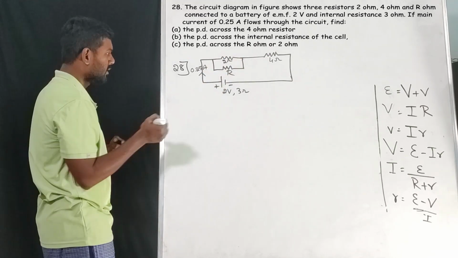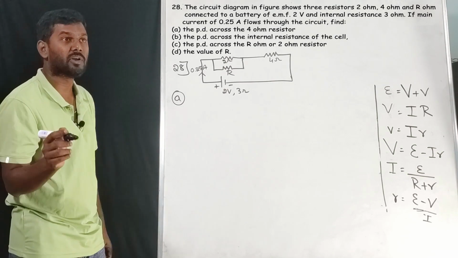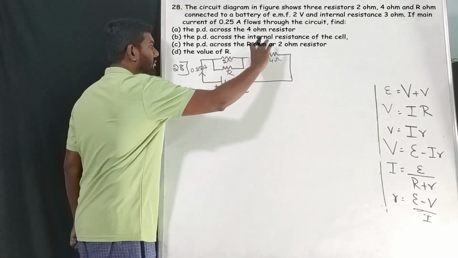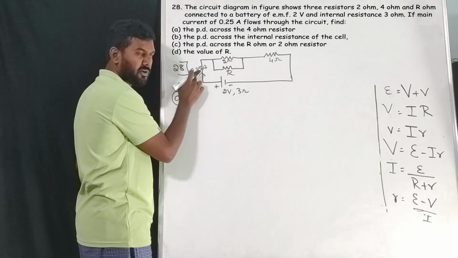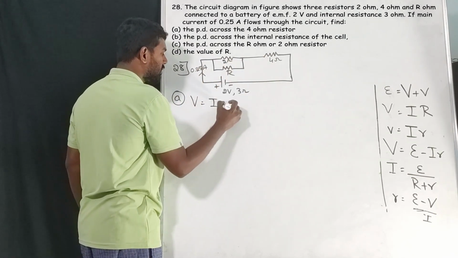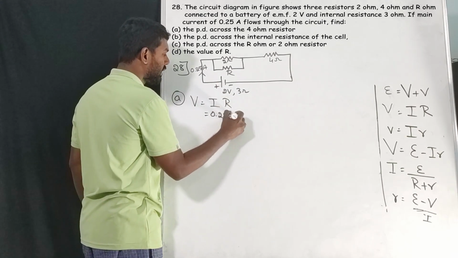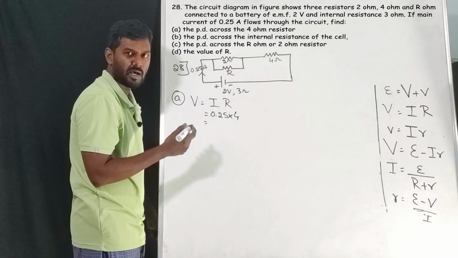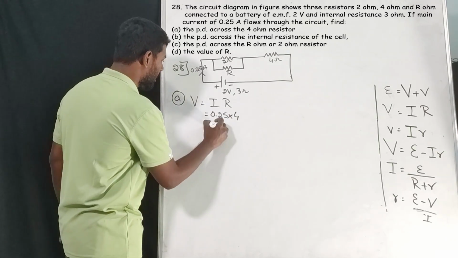We'll go in order. There are 4 sub questions. We have to find the potential difference across the 4 ohm resistance. Whenever we talk about this resistance, we have the value of resistance and we have the value of current. So the potential difference across this resistor will be V is equal to I into R. I is 0.25 and R is 4. How simple is this? So 0.25 into 4 will be 1 volt.